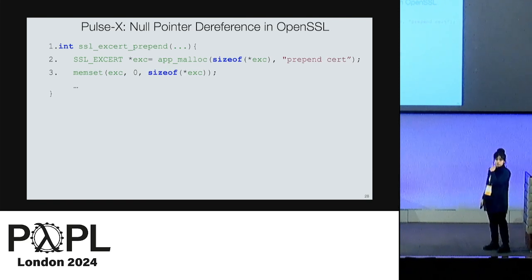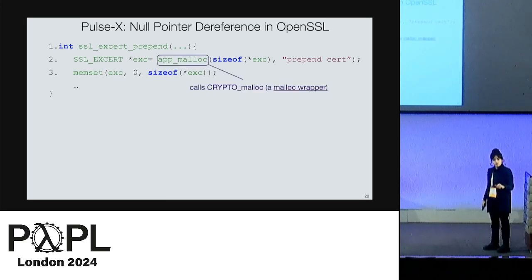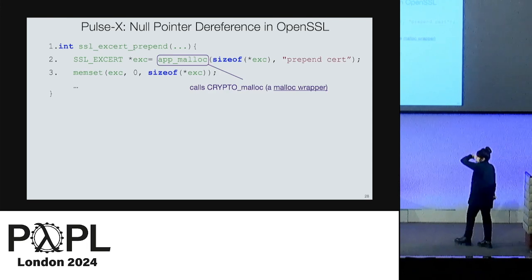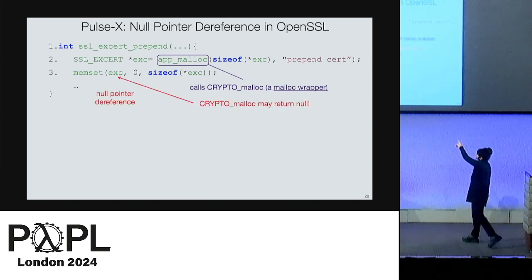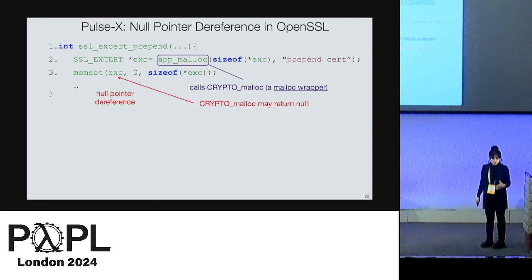So this is a very simple example. It calls app_malloc, which itself behind the scenes calls something called CRYPTO_malloc, which is a malloc wrapper. So it tries to allocate some memory. And once it's done that, it tries to initialize it with 0, calling memset. So very simple. It turns out CRYPTO_malloc may return null, so the allocation is not guaranteed to succeed, right? And of course, if it returns null, then when you try to memset it, you will get a null pointer dereference. So that's a potential error.